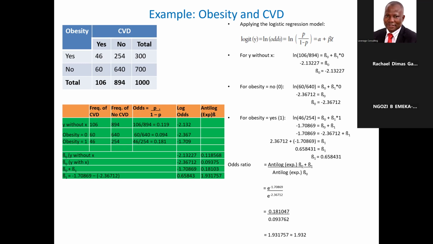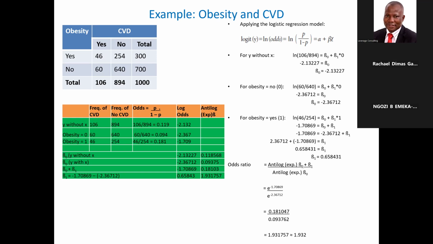Looking at the table now, there are 1,000 people, 300 obese and 700 not obese. 106 have cardiovascular disease and 894 do not. You can see 46 people are obese and have cardiovascular disease. 54 people are obese and do not have cardiovascular disease. 60 people not obese have cardiovascular disease. 640 are not obese and do not have cardiovascular disease.